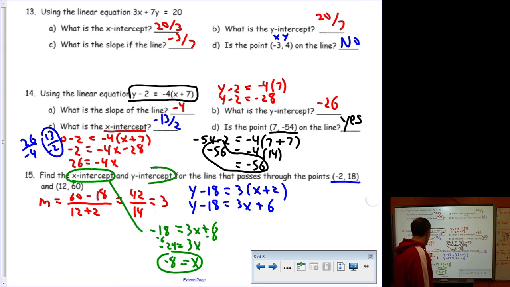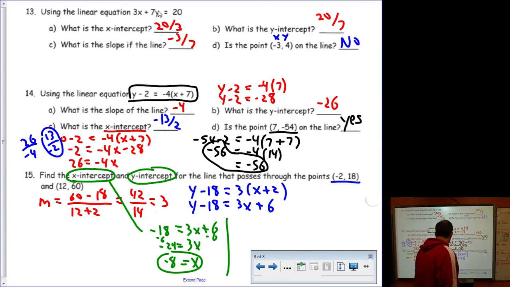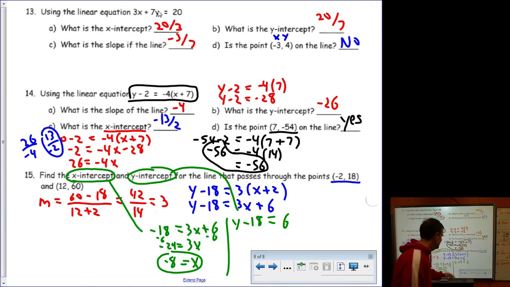To find the y-intercept, I would put 0 in for x. So that would give me y minus 18 equals 6. And I'd add 18 to both sides and get y equals 24. And I have my x and y intercepts.